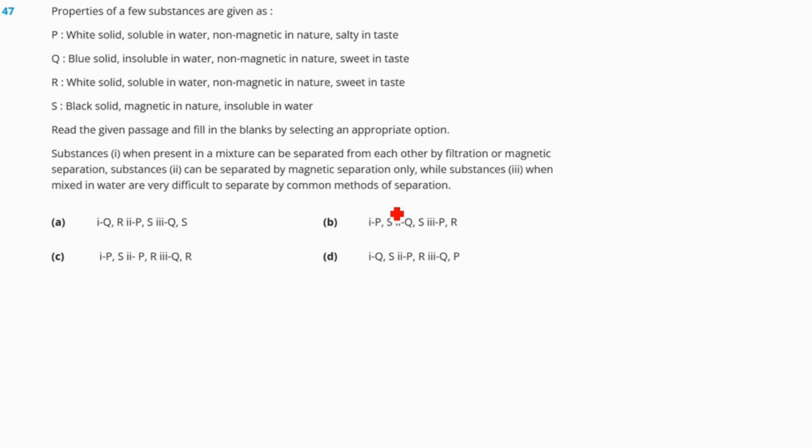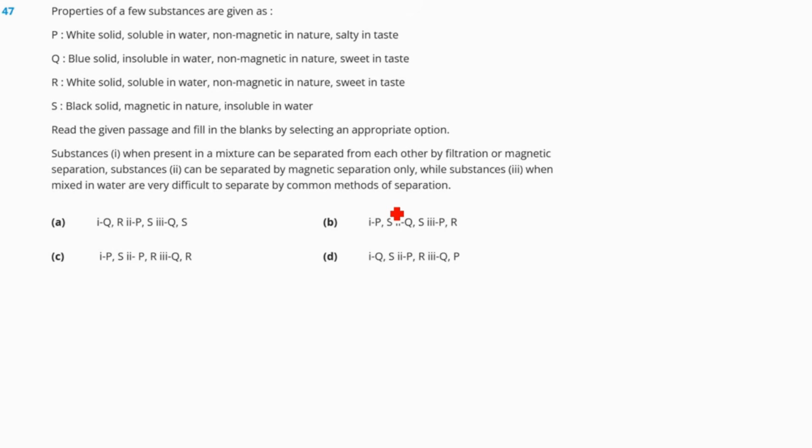Okay, let's find out. Read the given passage, fill in the blanks by selecting an appropriate option. Substances 1, when present in a mixture, can be separated from each other by filtration or magnetic separation. So this can be filtration or magnetic separation. So, S is magnetic in nature and P is non-magnetic in nature, right? So P and S can be separated by filtration or magnetic separation.